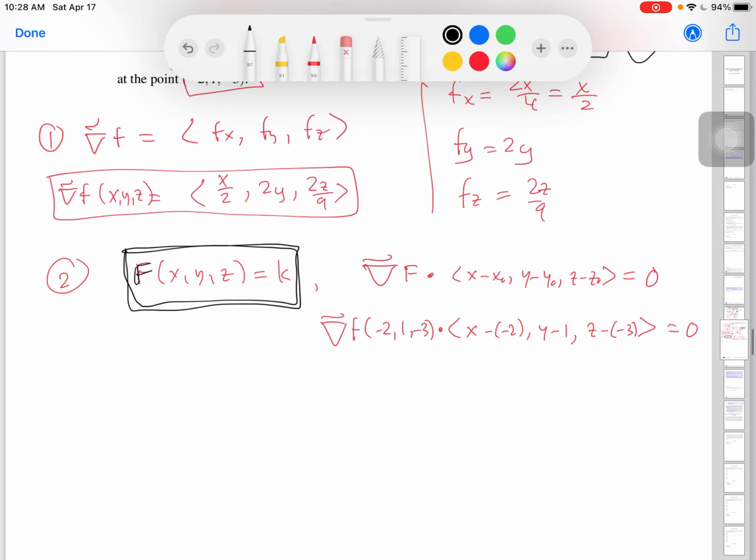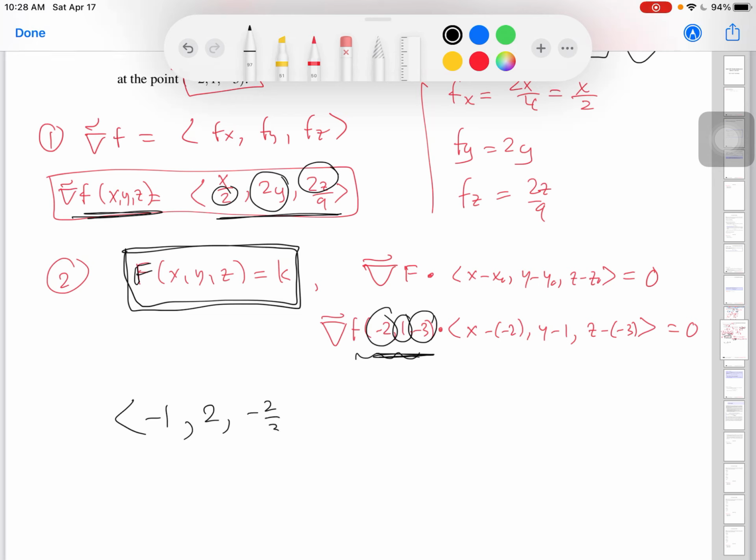So we are going to go back down here and then just calculate this gradient. We've already calculated the gradient at any point x, y, z. We want the gradient at this point, so I'm just going to substitute those x, y, z values in there. So I get -2 divided by 2, so -1. And then I get 1 times 2, so that's 2. And then I get -3 times 2 divided by 9, so a little simplification there gives us -2/3.